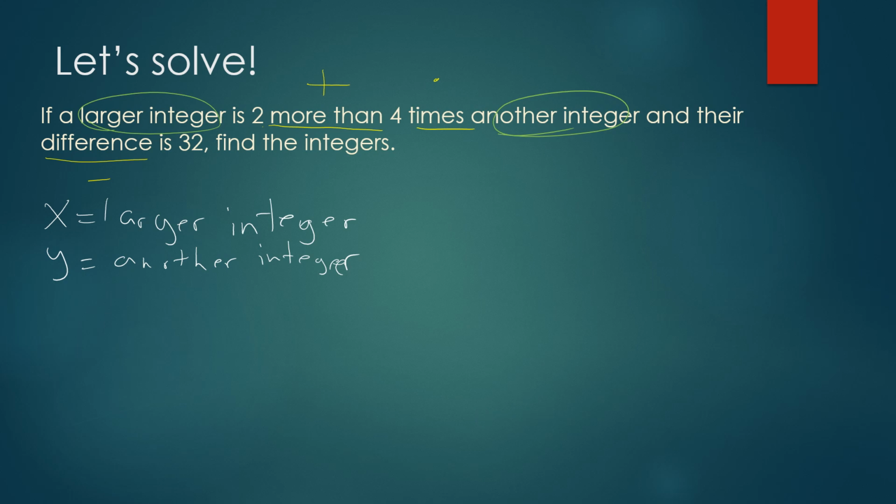Now, I know that I'm going to be adding 2 and multiplying something by 4. I also know I'm doing a difference. Let's look at the difference part. What are we subtracting? We are subtracting the 2 integers. Now, which one goes first? X or y?